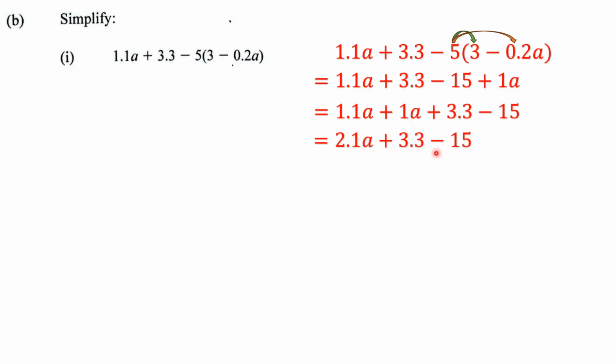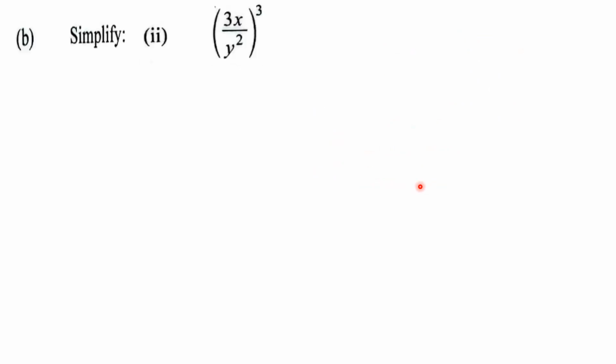And here for 3.3 minus 15, well, 3.3 minus 15 is going to be 11.7. And so here we cannot simplify anymore because these two are not like terms. So we just leave it like that. Our answer is just 2.1a minus 11.7. Okay, let's move on to the next question.